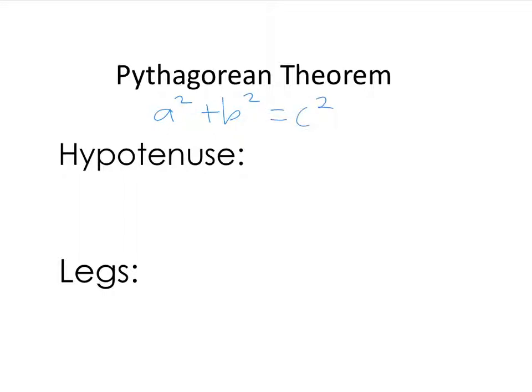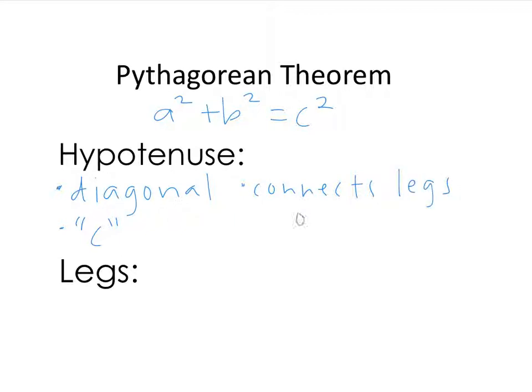And then if we look at that a little bit more closely, we can talk about the hypotenuse and the legs of a triangle. And so if we look at the hypotenuse, we'll remind ourselves that this is also called the diagonal. It's also known as the variable c in the Pythagorean theorem. It connects legs of the triangle. And it's known as the longest side.